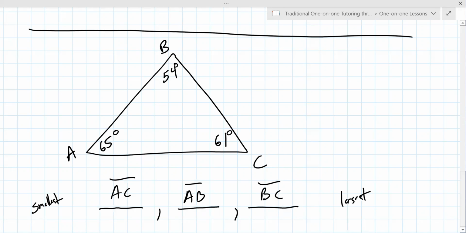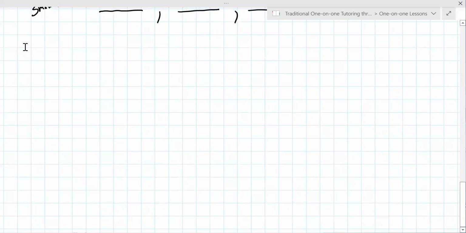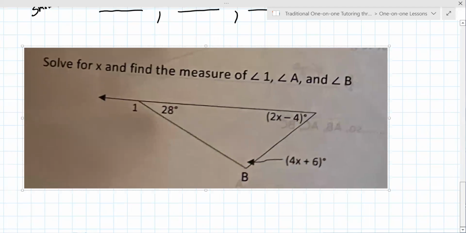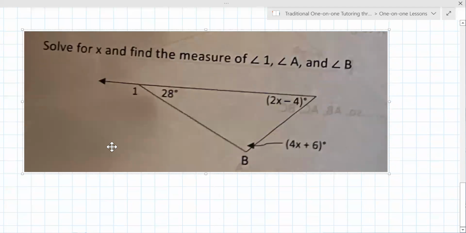Okay, let's move on to the next problem on your page. This is on your assignment, so you're going to want to copy down what we're working on. Copy down this problem. It's to solve for x. So there's x and there's x. And then we want to find the measure of the angles.